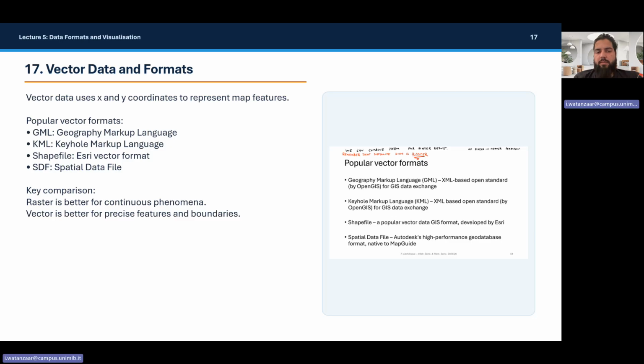And there is the key comparison. Raster is better for continuous phenomena, as we say that when we are taking a complete data take, the complete data take is a continuous acquisition. That's why we are using the raster data, and vector is better for precise features and boundaries. This is one of the main differentiations of the vector and the raster data. So these are some of the famous GML, KML, shapefile and SDF formats of the vector data, which are very commonly used in remote sensing.